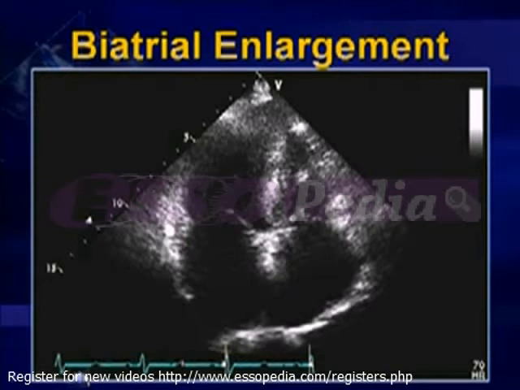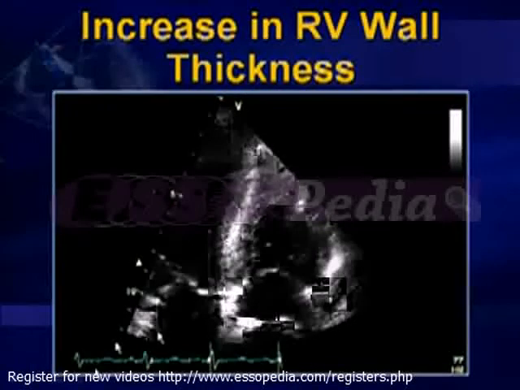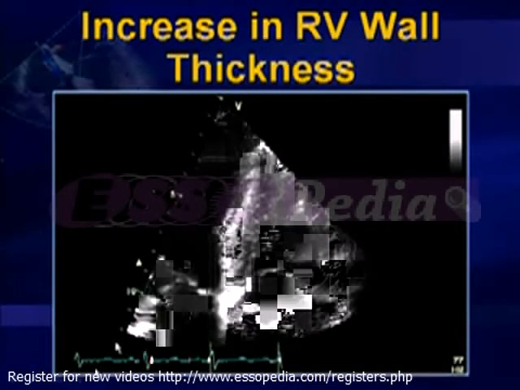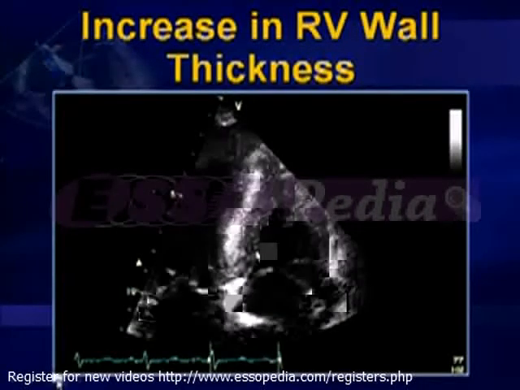In this 4-chamber view, we recognize that not only is the left atrium dilated, but the right atrium is too quite dilated. We see that not only is the left ventricular wall thickness increased, but there's an increase in right ventricular wall thickness.